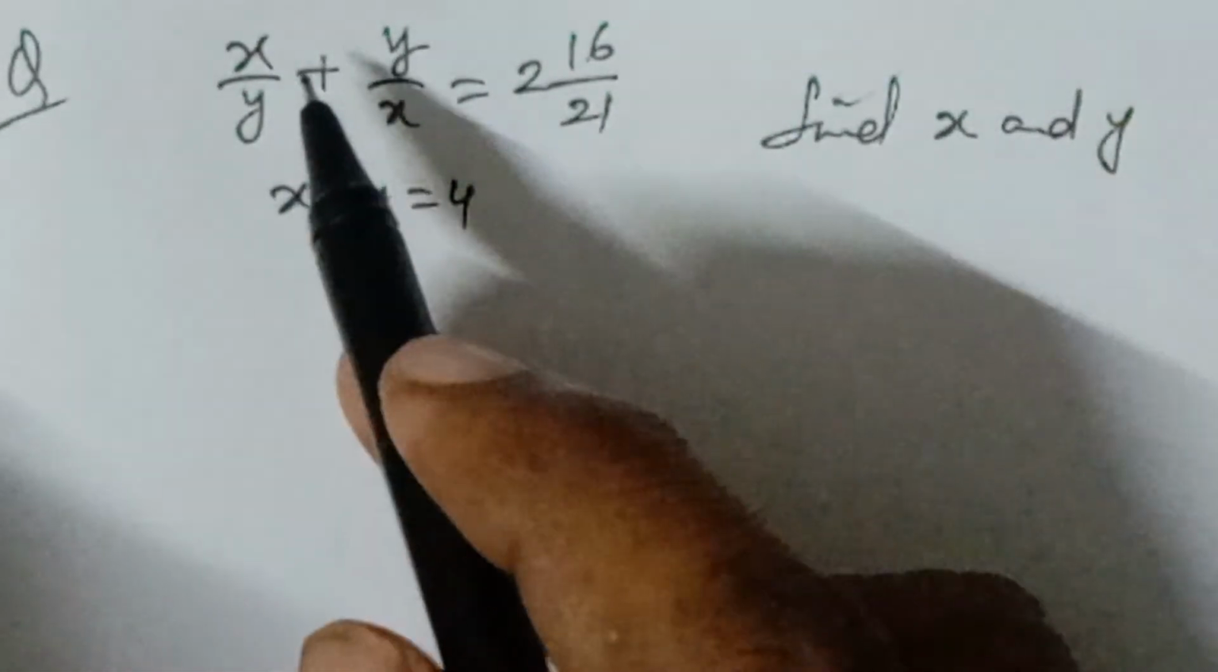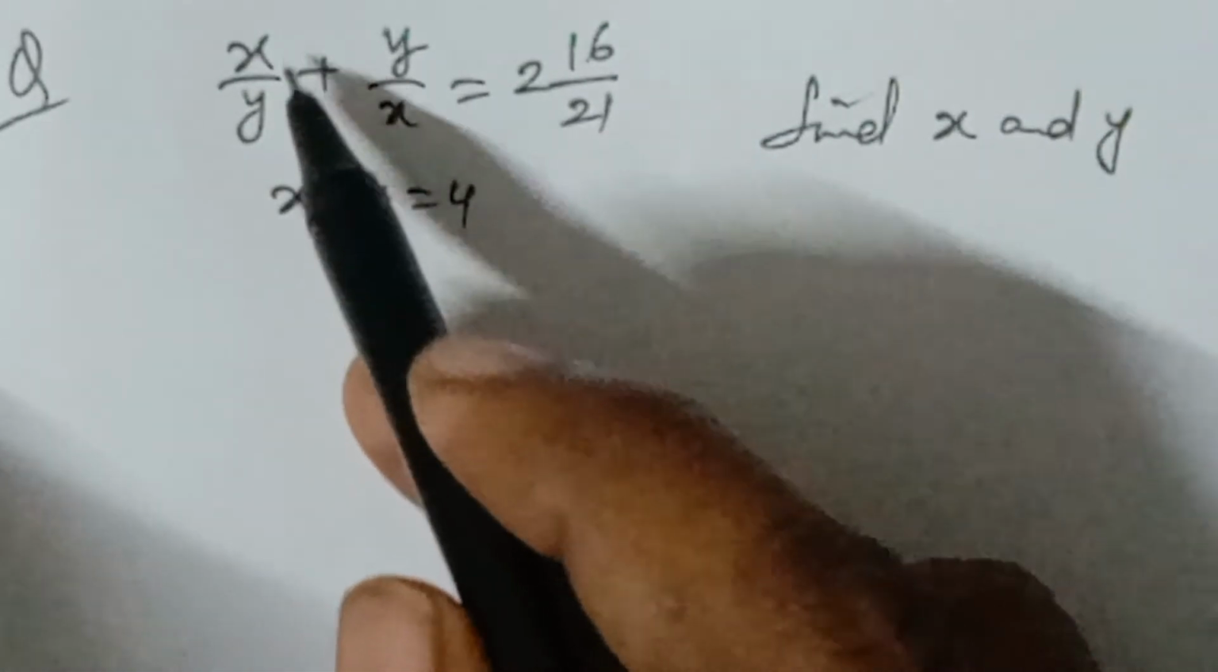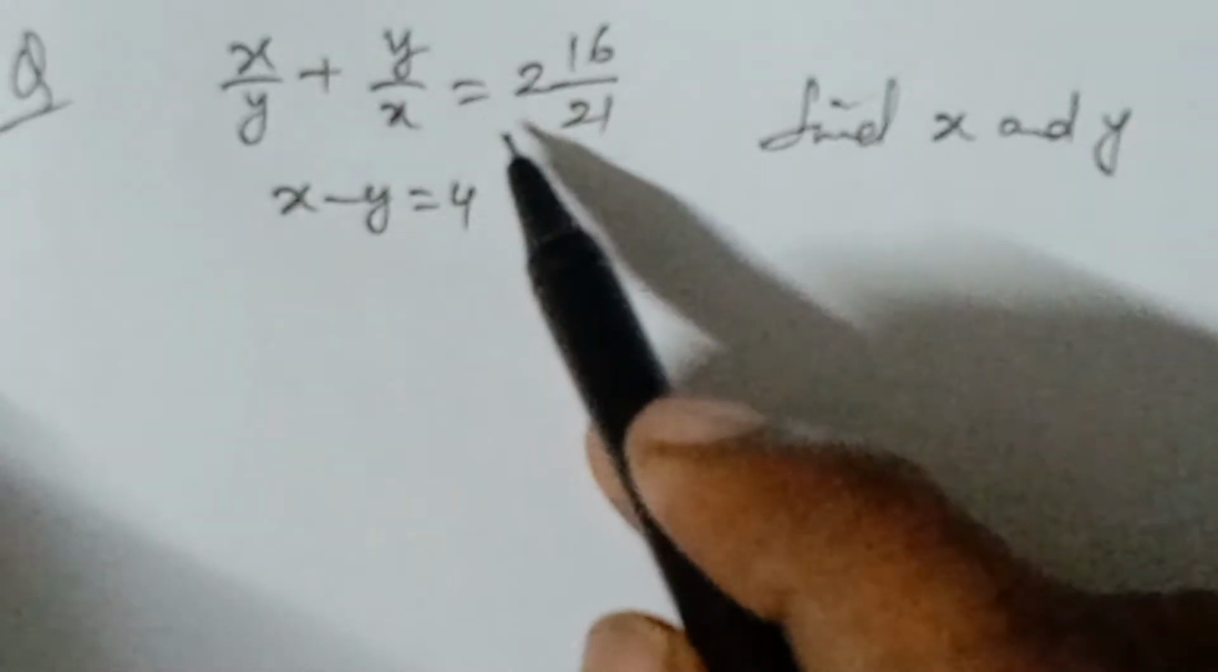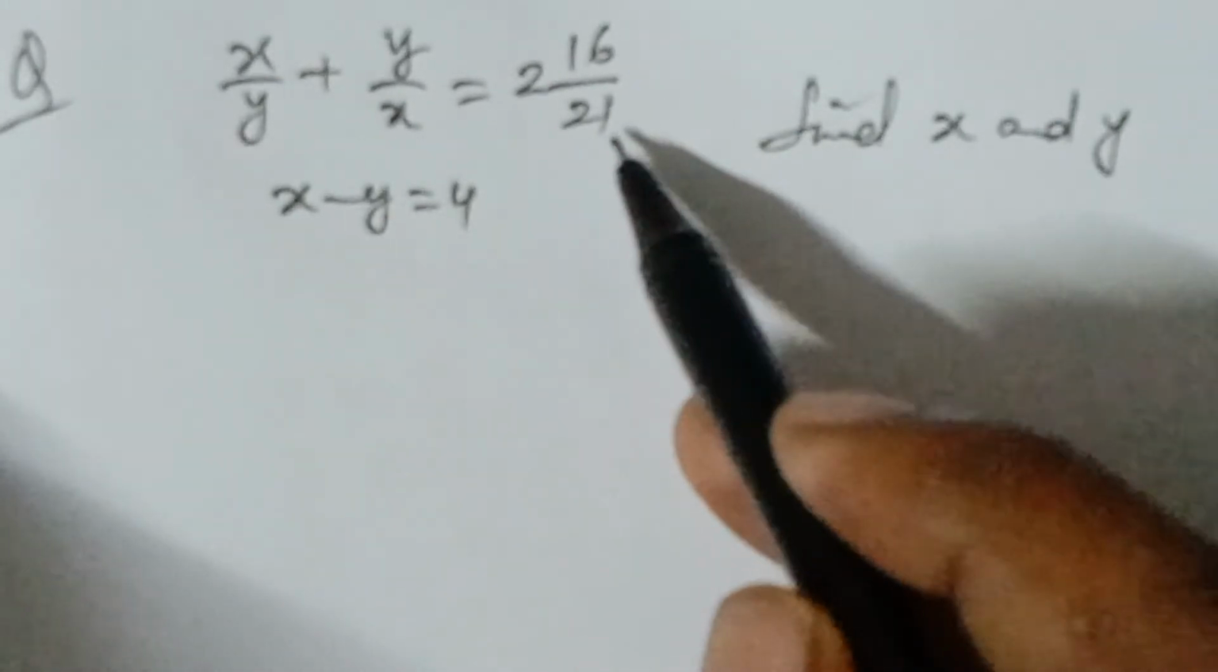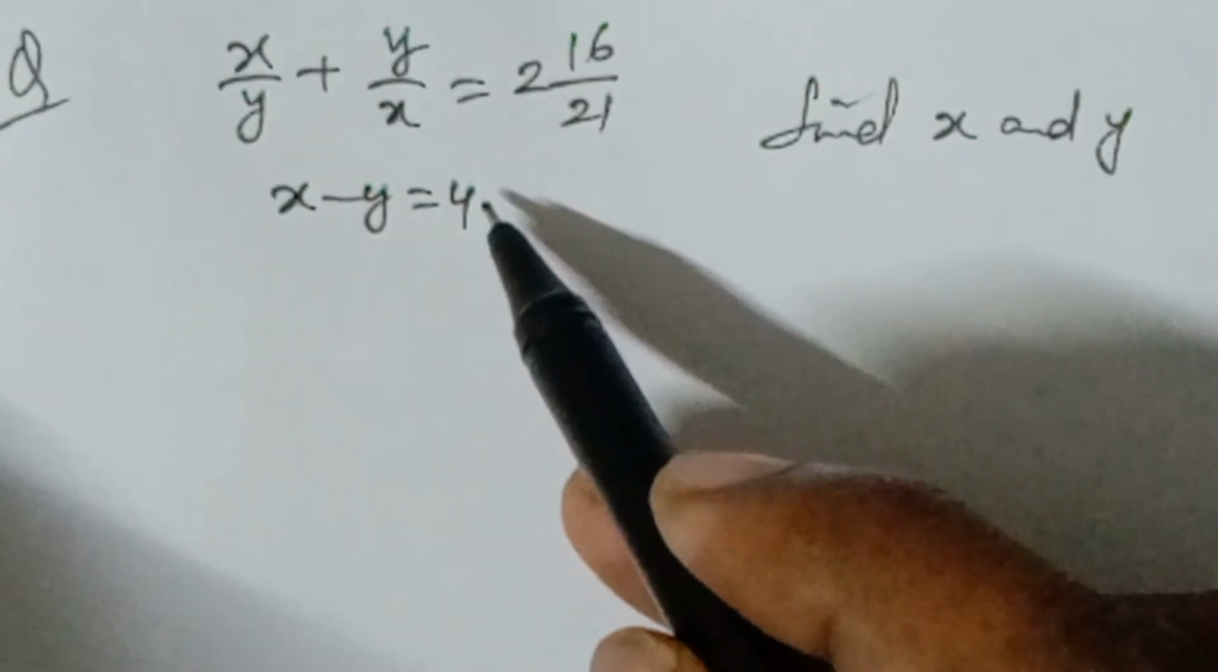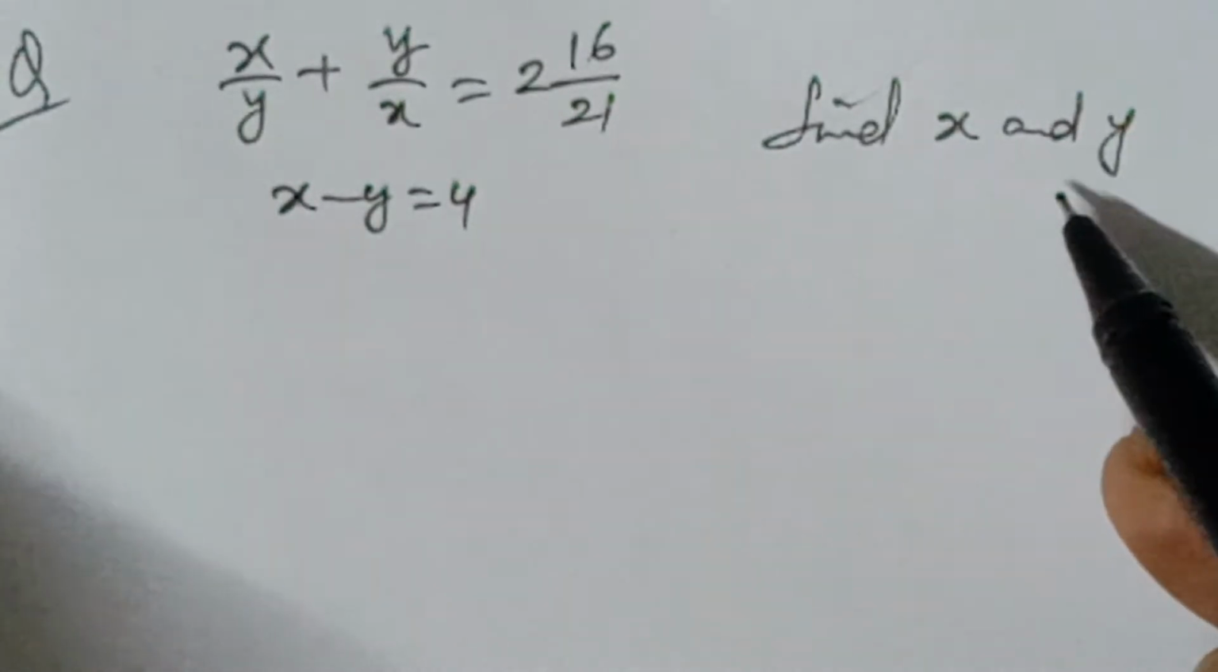Good morning, Amma. So the question is given: x/y + y/x = 2 16/21 and x - y = 4. You have to find the value of x and y.